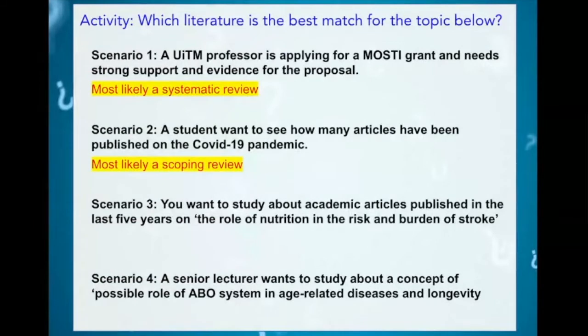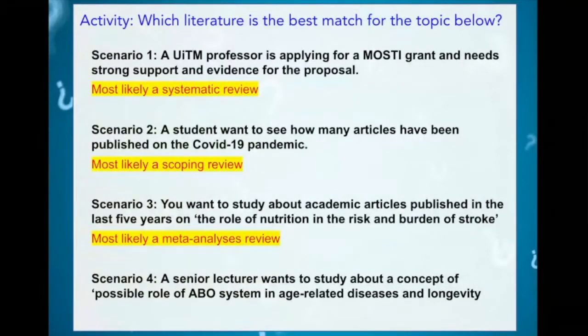So the key point is the last 5 years, or maybe you can look at the risk here. Risk is usually related to meta-analysis, right? The statistical analysis. So it is most likely a meta-analysis review.